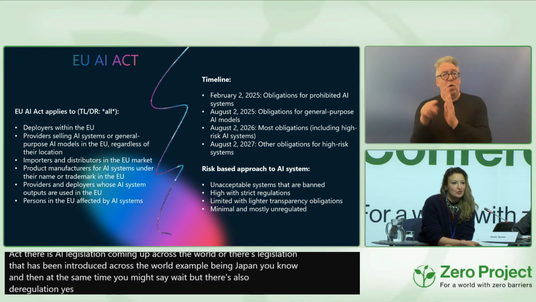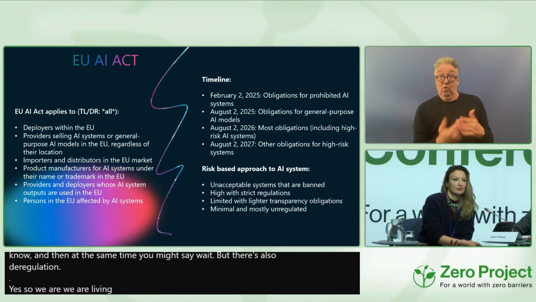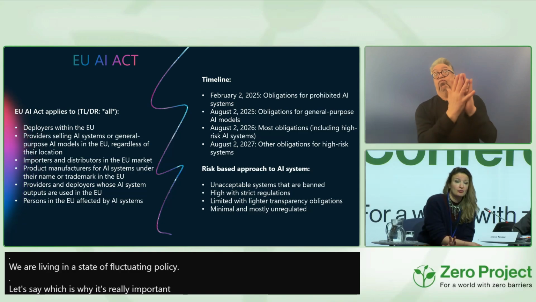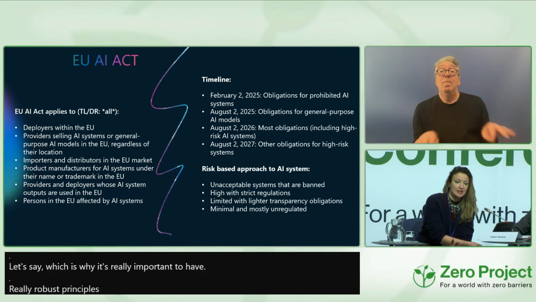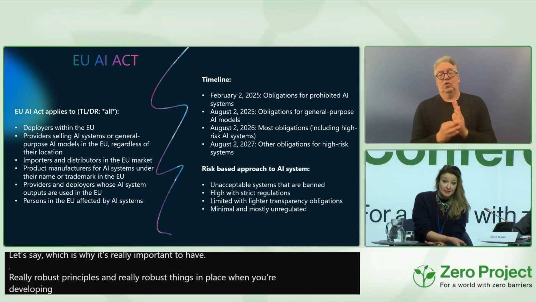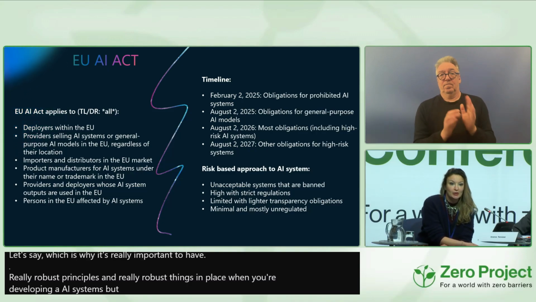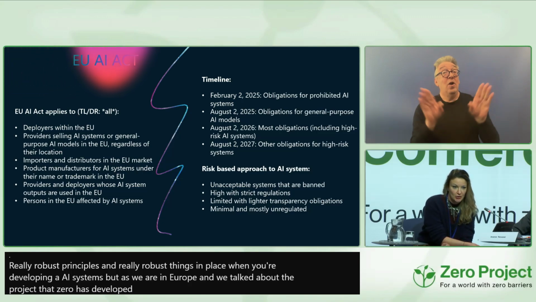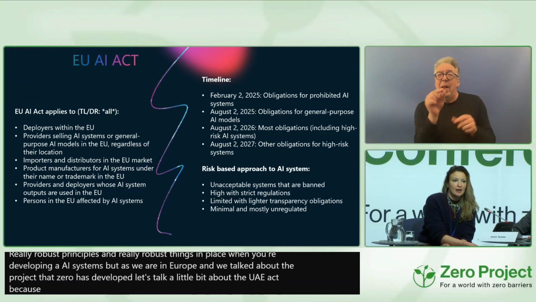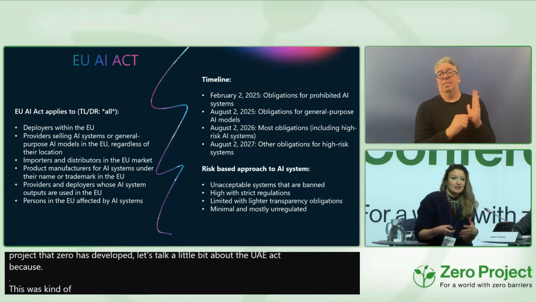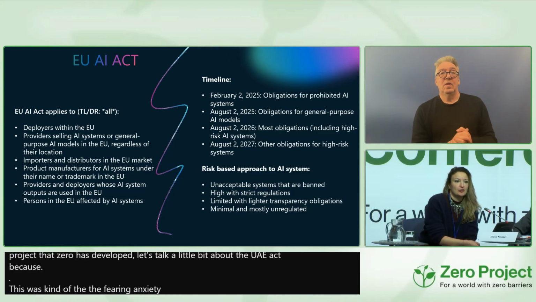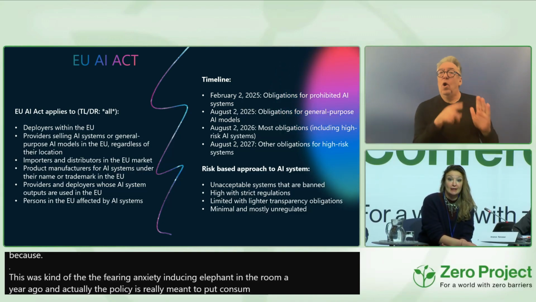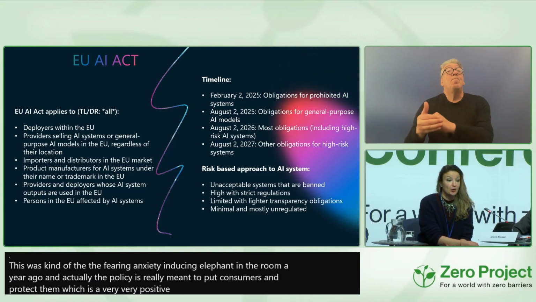Yes. So we are living in a state of fluctuating policy, let's say, which is why it's really important to have really robust principles and really robust things in place when you're developing AI systems. But as we are in Europe, and we talked about the project that Zero has developed, let's talk a little bit about the EU AI Act, because this was kind of the fear, anxiety-inducing elephant in the room a year ago, and actually the policy is really meant to put consumers first and protect them, which is a very, very positive thing that I think we can all agree on.